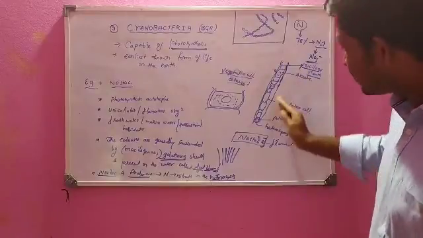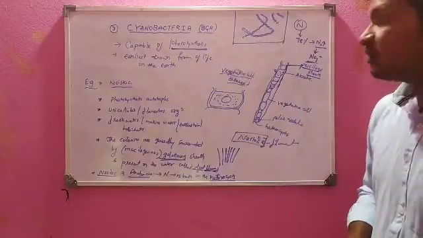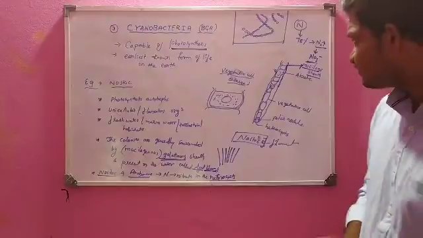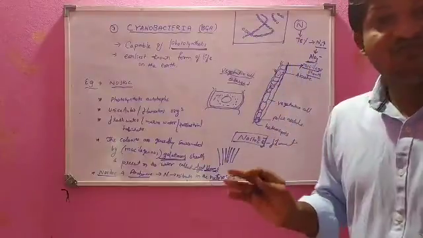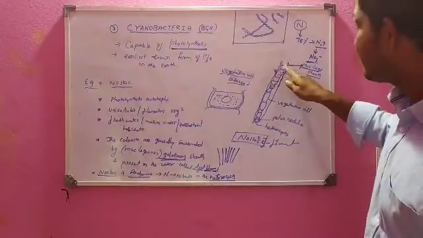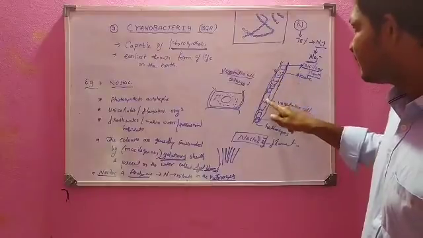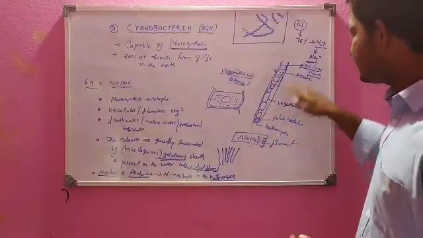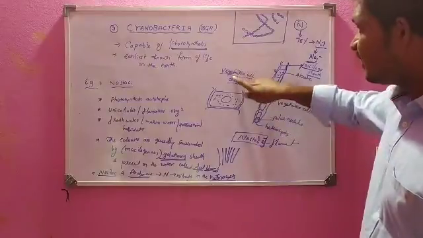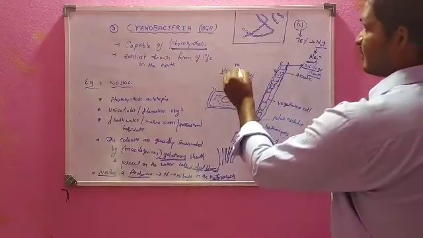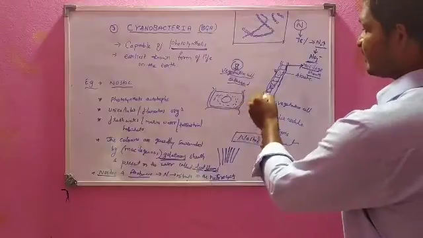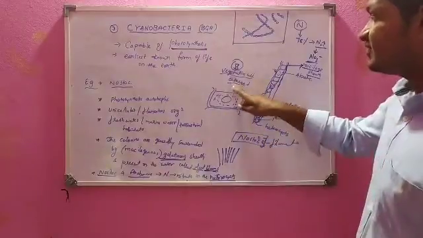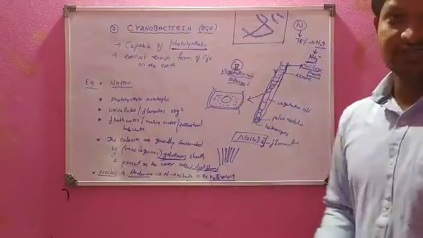If you see this nostoc microbe, it is filamentous. It is made up of a filamentous structure. This is the filamentous structure, and the B diagram is separate, that is the vegetative cell enlarged structure.